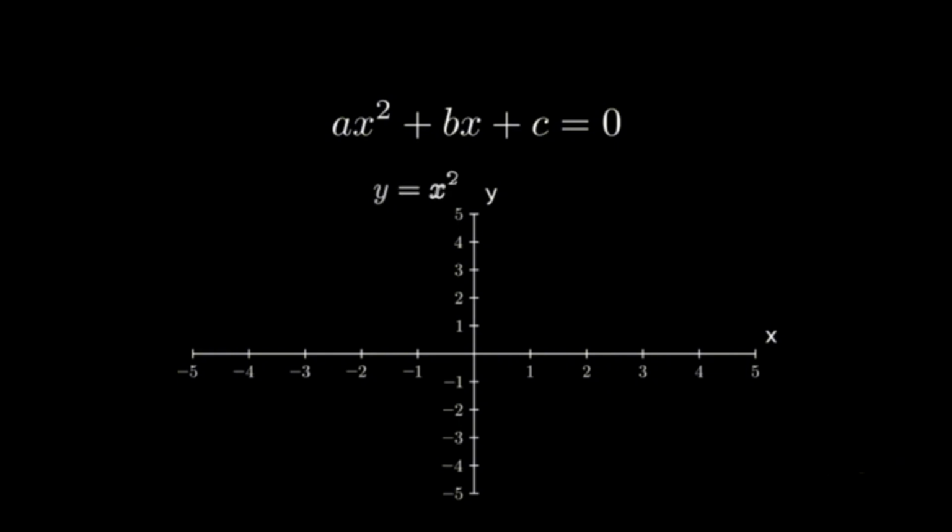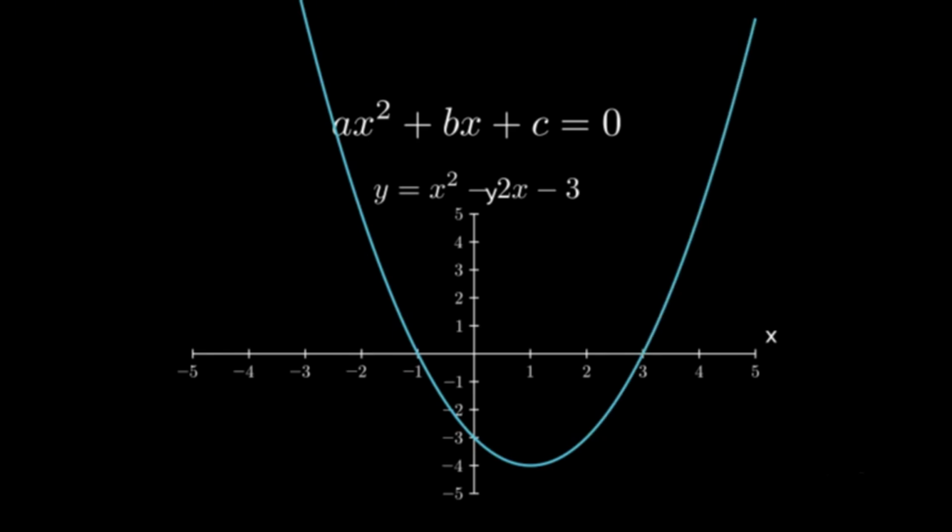Let's visualize a specific example. Y equals x squared minus 2x minus 3. This equation creates a parabola that opens upward because the coefficient of x squared is positive.